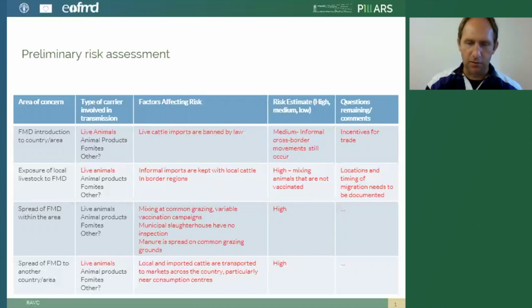I haven't filled in the questions, but there will be questions. This is just an example to give you an idea. Then we're looking at risk of spread beyond this area to other areas. Here I've just given an example with live animals. Local and imported cattle are transported to markets across the country, particularly near the big cities, the consumption areas. That happens on a regular basis at a high level. So the risk estimate is high.